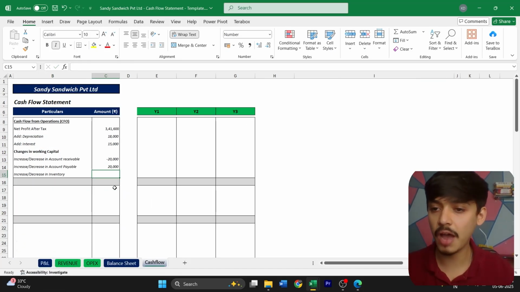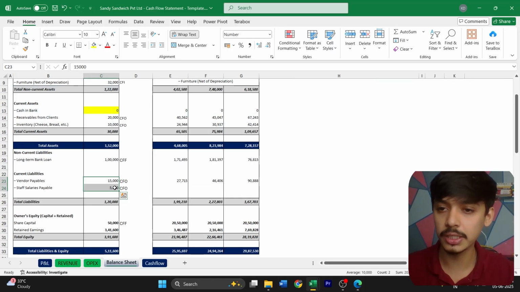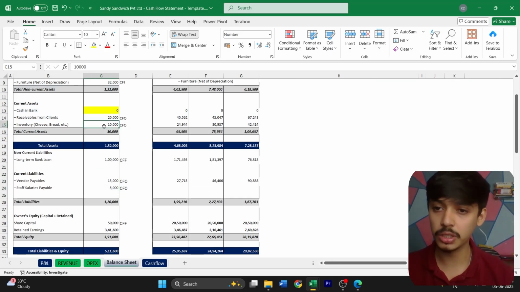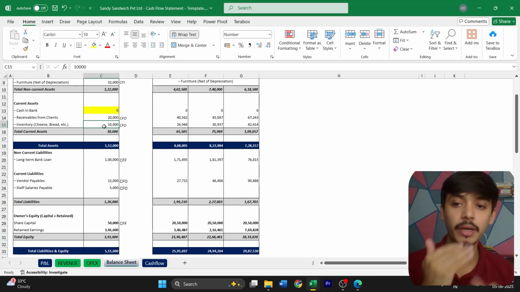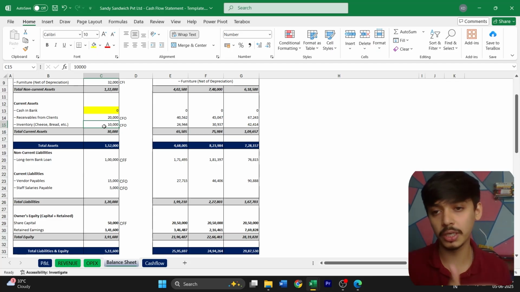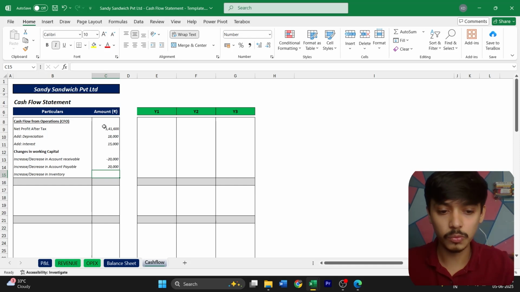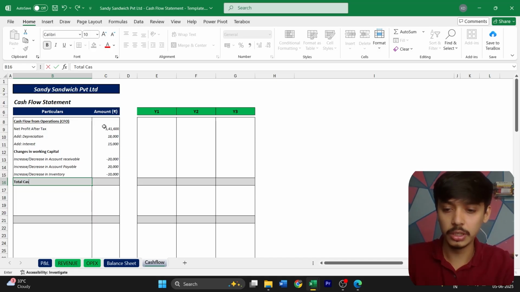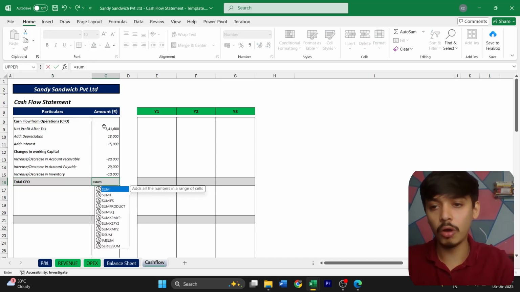And finally we have inventory, where we have to see whether the inventory is increasing or decreasing. We have the amount of 10,000 on the positive side, that means inventory is increasing, and we have to put it as a cash outflow. So this will be negative 10,000. That way we now calculate the total cash flow from operations. So total CFO will be the sum of all the above.